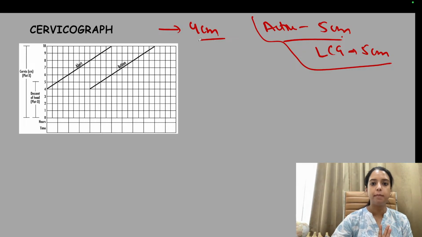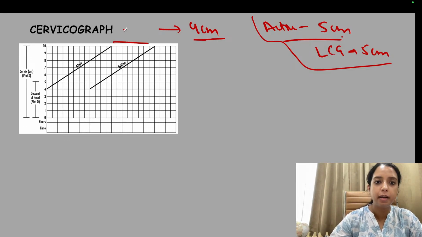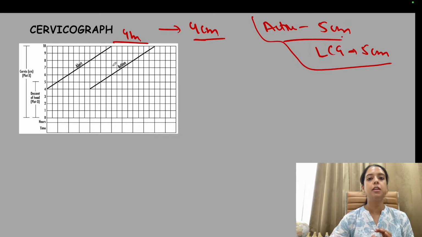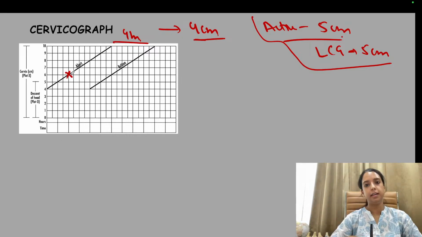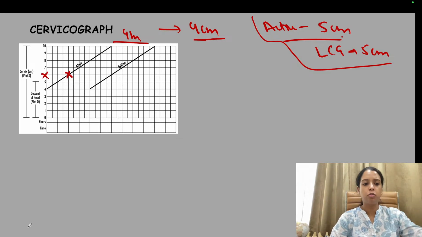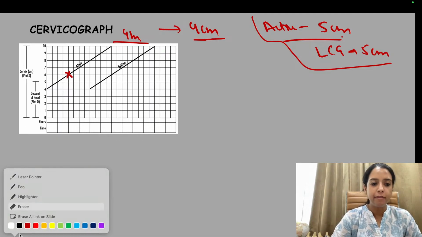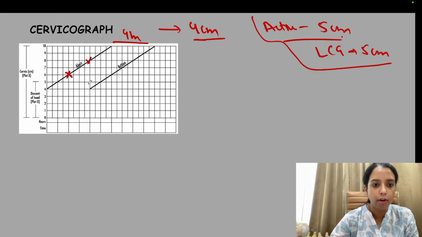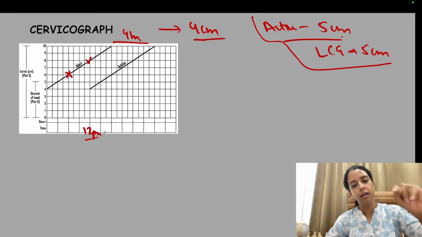So modified partogram plotting starts at 4 centimeter. It has 2 lines, alert and action lines, separated by 4 hours. Where is the first plot made? Always remember, the patient comes to me at 6 centimeter. My first plot will be here, on the alert line. I don't plot from here, no. Why would I plot to the left of the alert line? Why am I giving this advantage to the patient? No. My first plot is always on the alert line. If the patient comes at 8 centimeter, my plotting is here. From here I'll start plotting, 12 p.m. So the first plot is on the alert line.